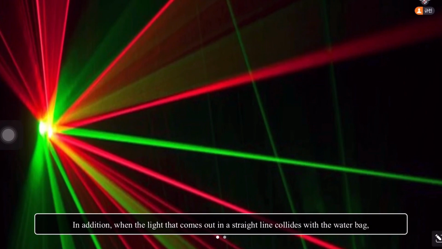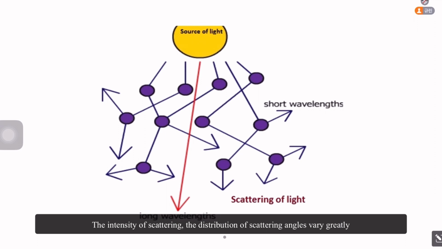In addition, when the light that comes out in a straight line collides with the water bag, the light is scattered and spreads in various directions, causing visual disturbance to the insects. The intensity of scattering and the distribution of scattering angles vary greatly depending on the wavelength of the electromagnetic wave and the relative size of the particle radius that causes the scattering. The larger the molecule and the shorter the wavelength, the better the scattering can be.